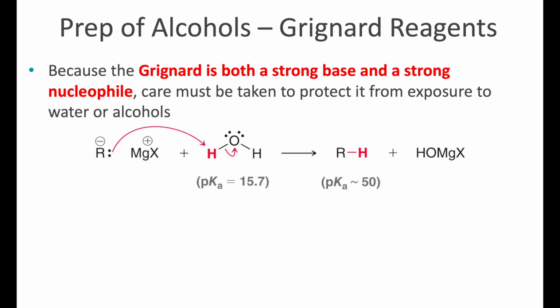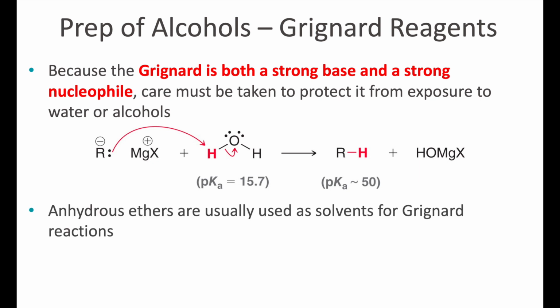And so because of this, care must be taken when you are doing this reaction to have an environment free of water. So you would use solvents like anhydrous ethers, anhydrous meaning without water, right? So you will use anhydrous ethers. All right, so that's how we use Grignard reagents to make alcohols. For our next segment, we will discuss the protection of alcohols.